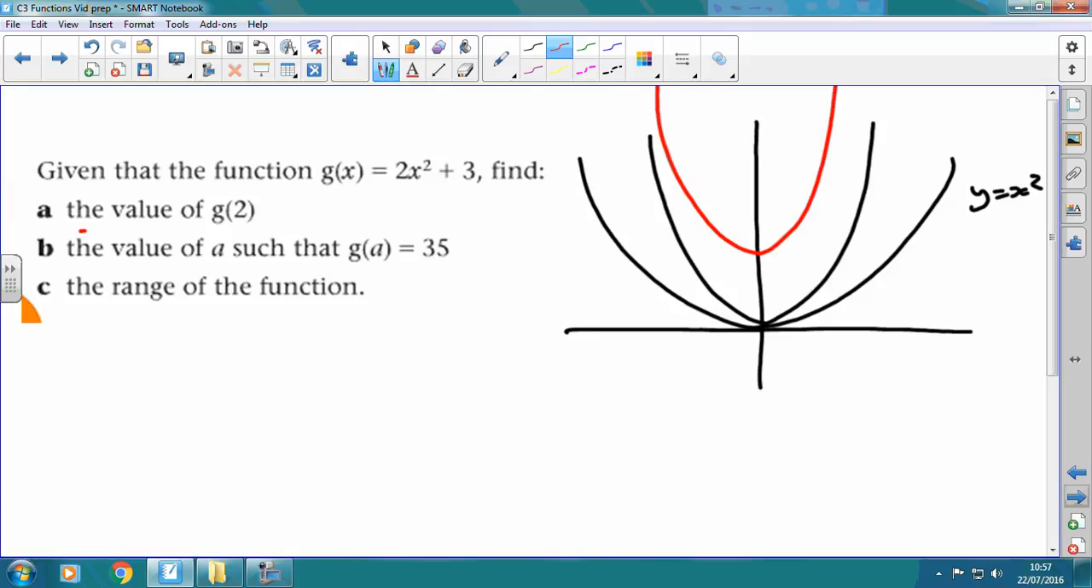So for instance, if this goes through at 3, y can never equal 2, or can't equal minus 1, or can't equal minus 2.999. It starts at 3 and then it goes upwards. So we can say that the range of the function, so that means that g of x is greater than or equal to 3. And that's how we write down what the range of the function is.